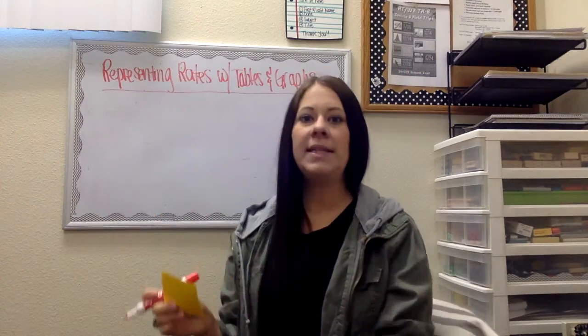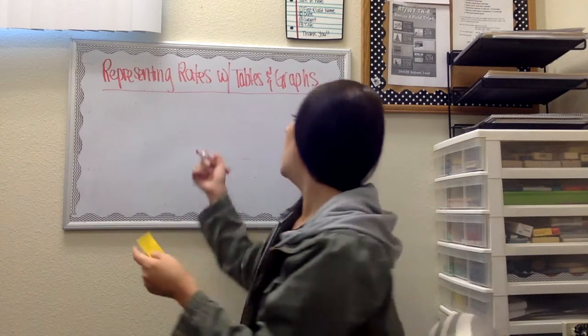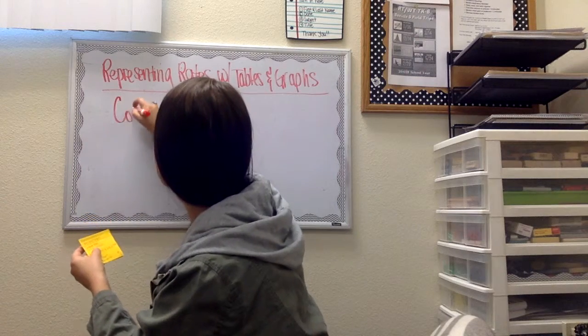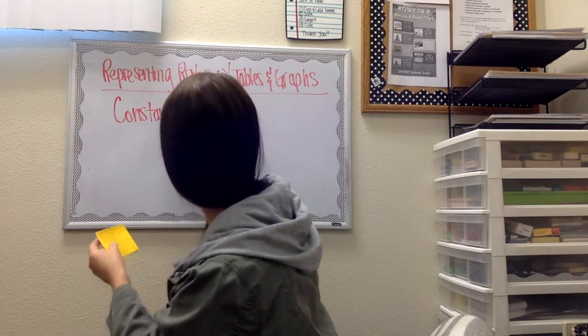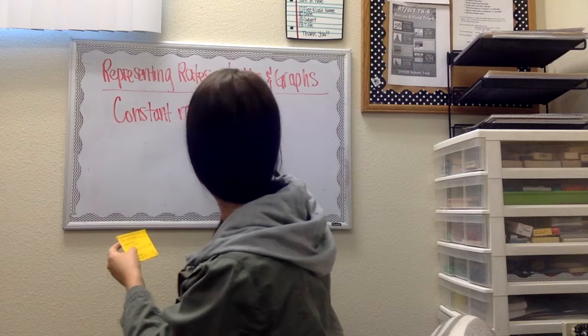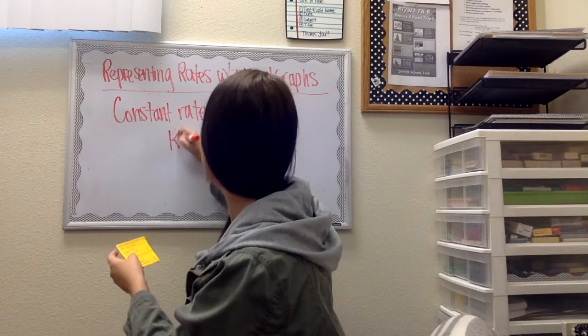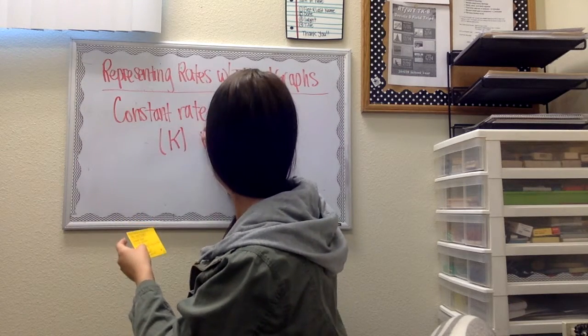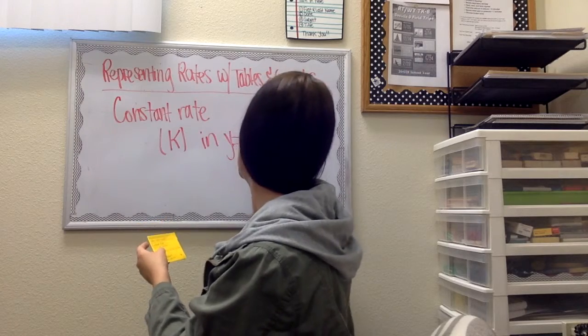Okay, so it's really taking the things that we've learned and seeing the bigger picture: seeing the information in a table, seeing the information in a graph, and being able to understand how all of those things connect. So, first thing I want to remind you is that our constant rate is the k in y equals kx.